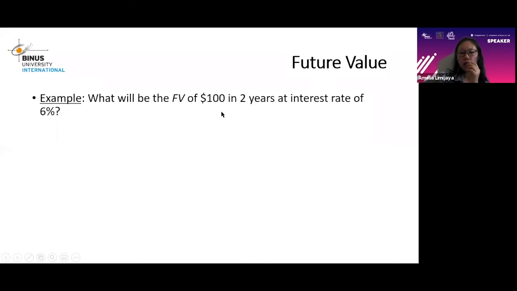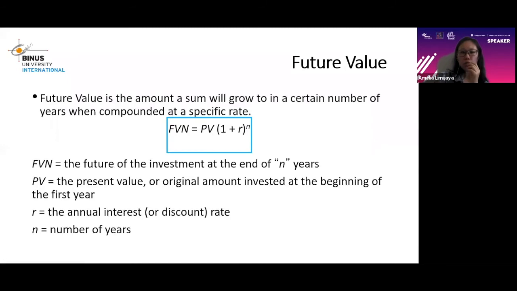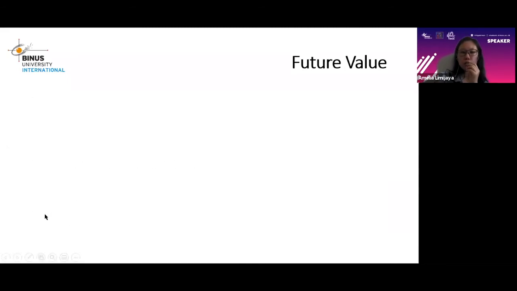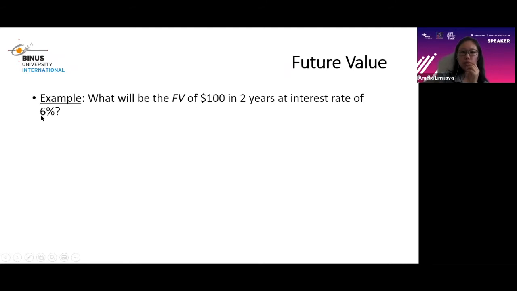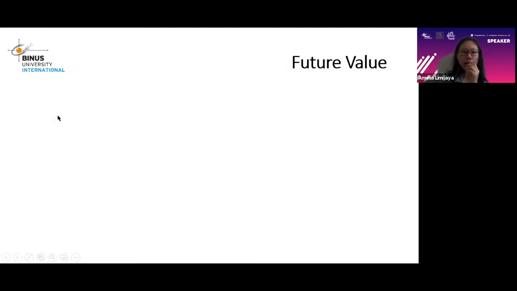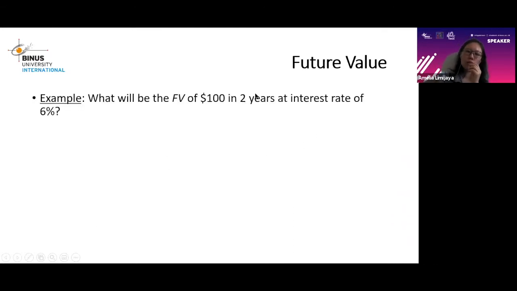Okay. How much is the R, the interest rate? Oh, interest rate, it says here it is 6%. How much is the N, number of years? Yeah, N is 2 years. Yeah, so once you've got that cleared up, just put the numbers into the formula or the equation. Okay, so I'm putting it like this.